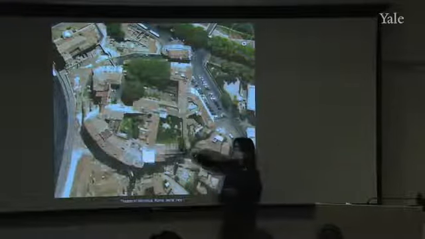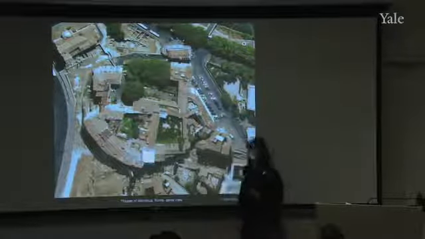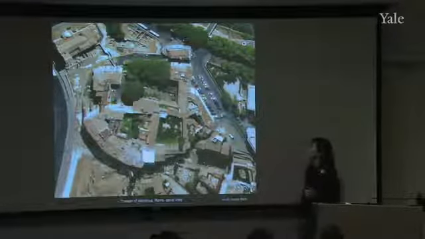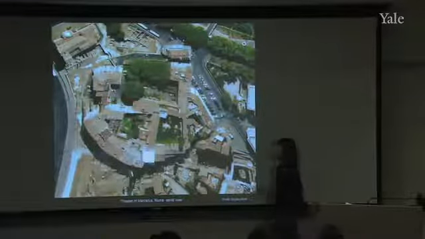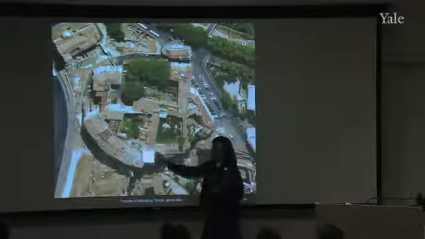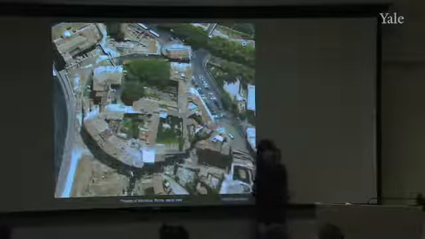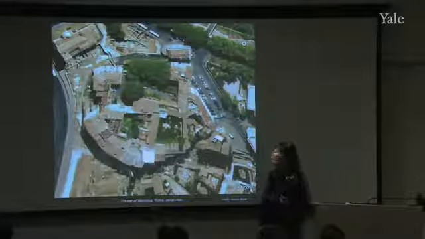This is the theater of Marcellus in Rome, the earliest surviving stone theater in Rome. It dates to the age of Augustus, but I show it to you again just to show you the wonders of Google Earth. I've looked at this building a zillion times. I've wandered around it.